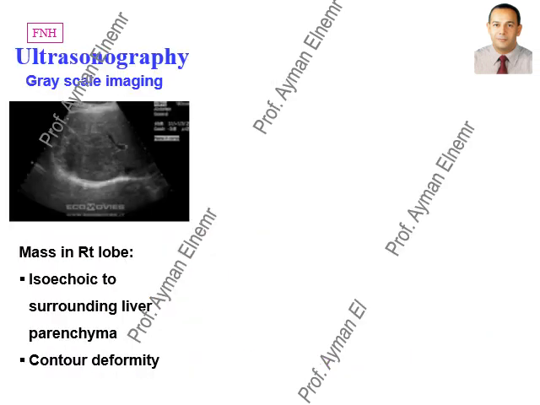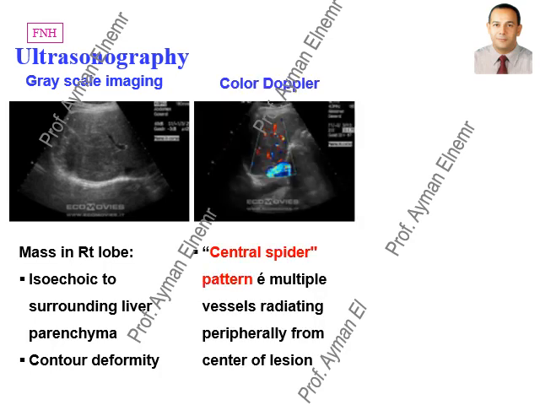Ultrasonography. Grayscale imaging shows a mass in the right lobe of the liver. The mass is isoechoic to the surrounding liver parenchyma and is causing contour deformity. The color Doppler shows a central spider pattern with multiple vessels radiating peripherally from the center of the lesion.